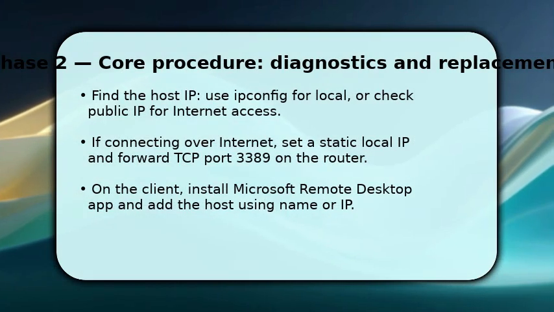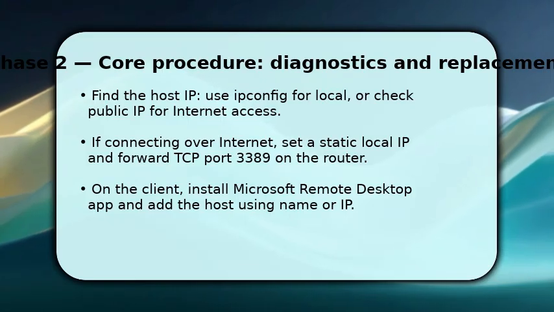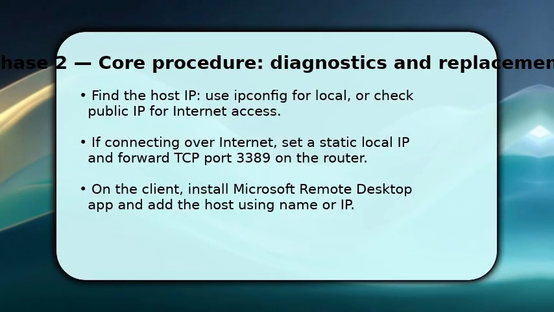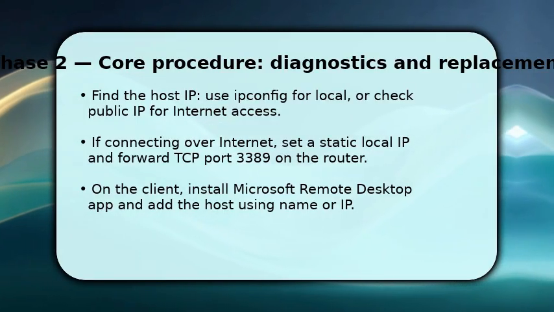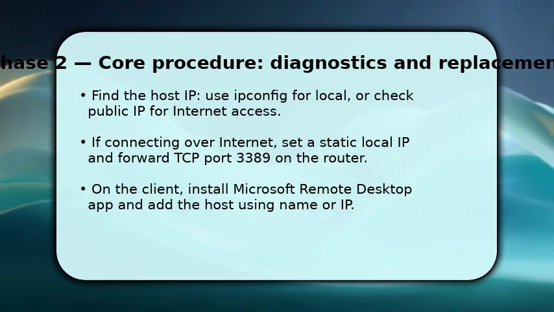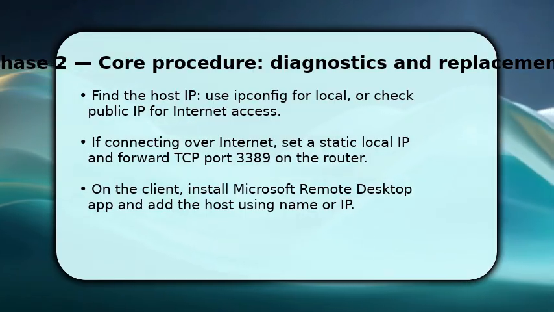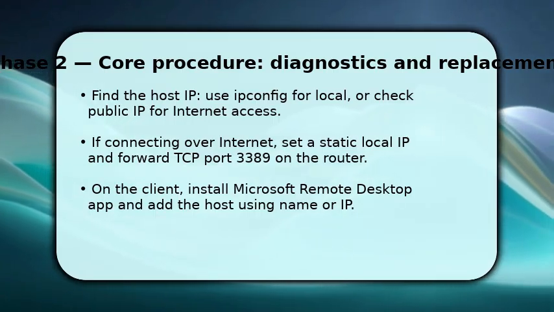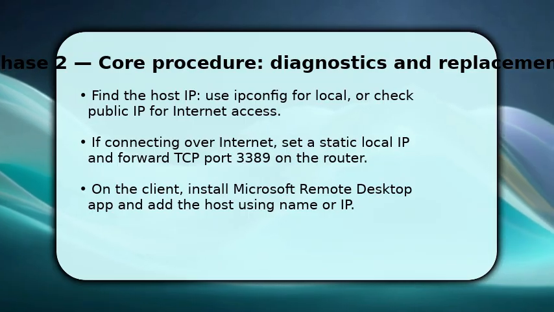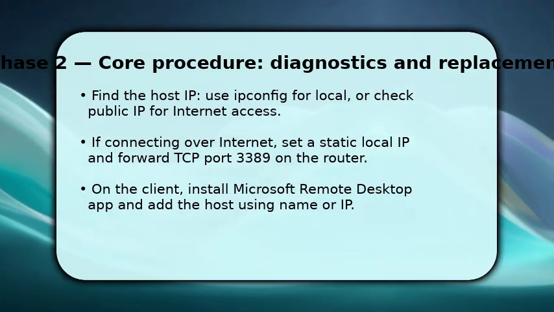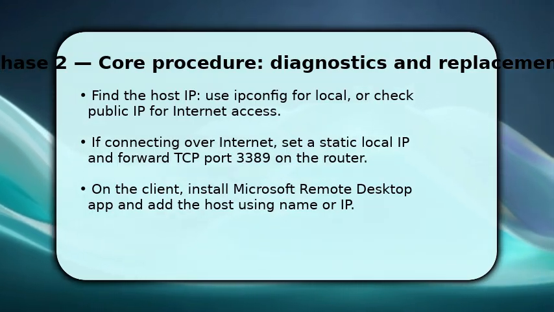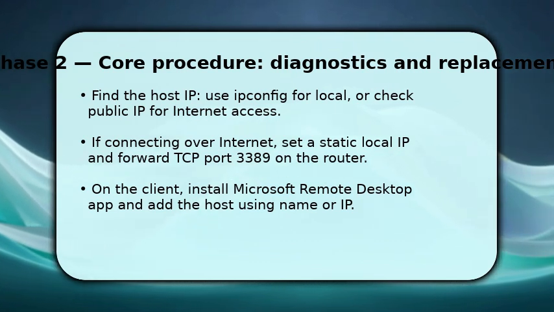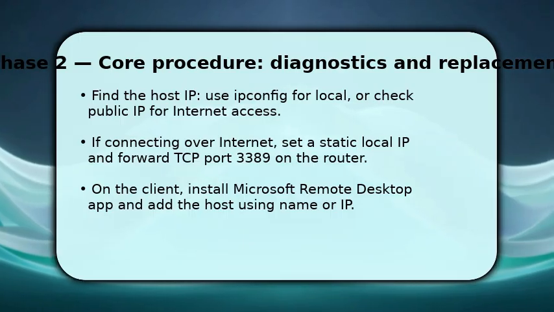Next, you configure network details and the client app so the session can reach the host. On the host, run ipconfig to get the local IP. If you plan to connect over the internet, set a static local IP and forward TCP port 3389 on your router to that address. On the client device, install Microsoft Remote Desktop and create a new connection using the host name or IP plus the user account. Make sure DNS or dynamic DNS is set if the public IP changes, otherwise reconnects will fail.